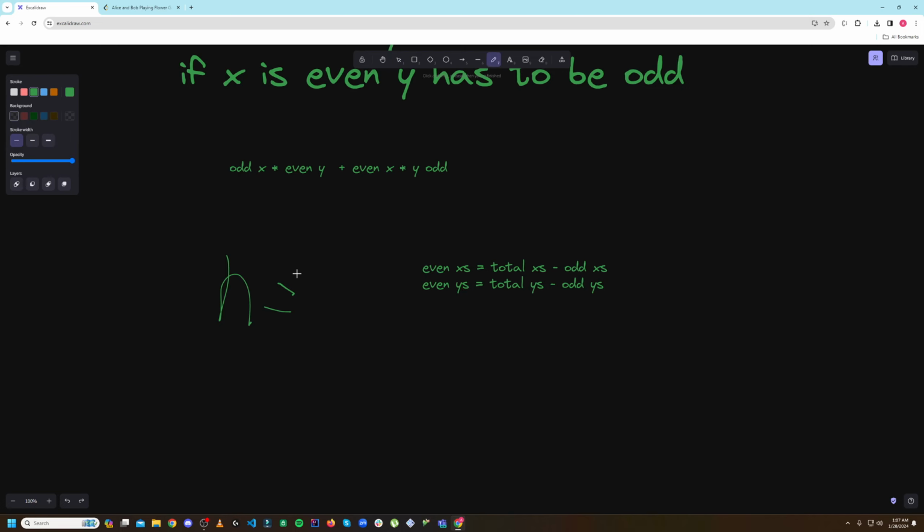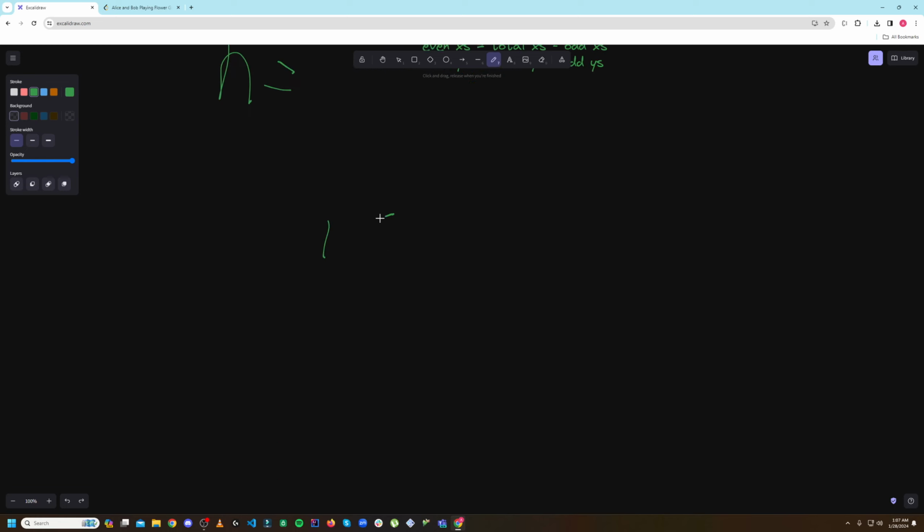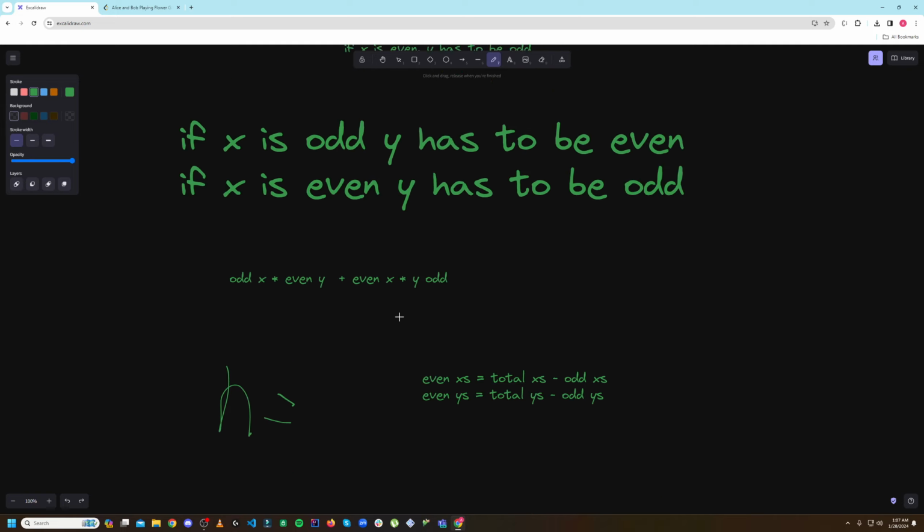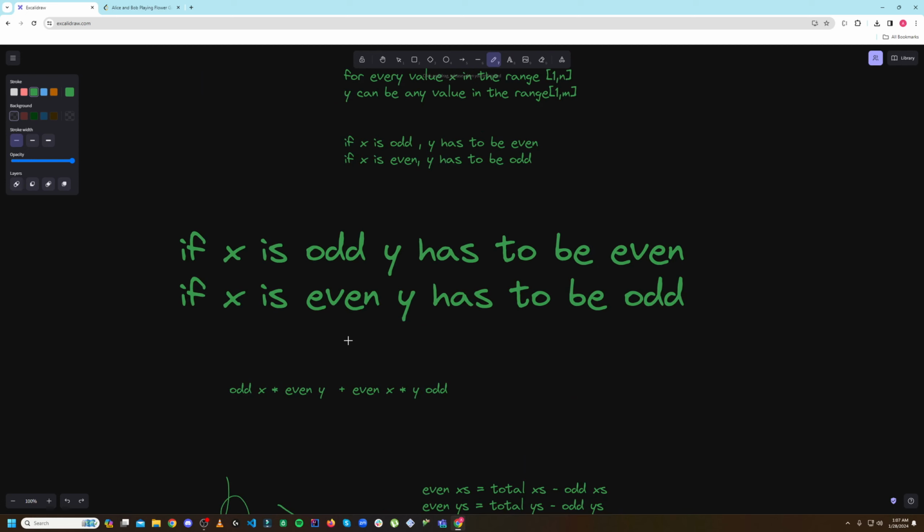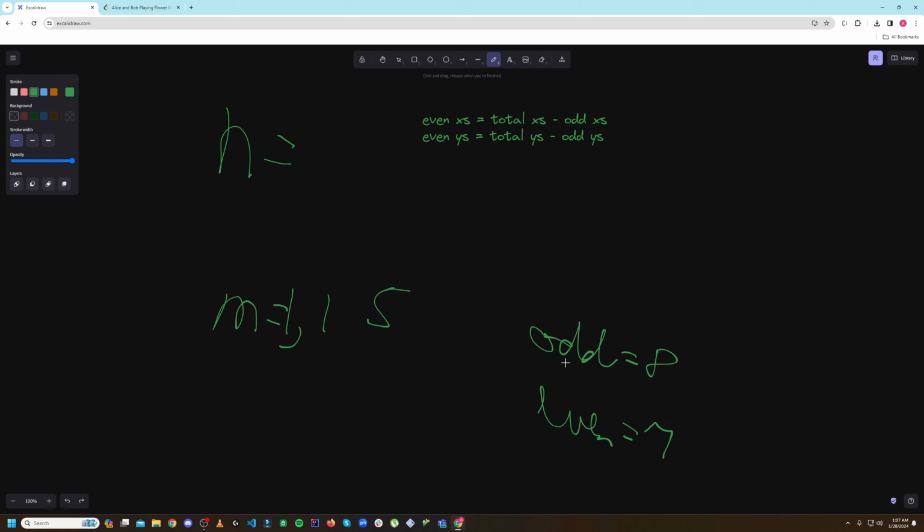So given some range for y, let's say m is 15, so y has to be in this range. We can figure out how many odd values there are and how many evens. We take this, divide by 2, ceiling divide, and we get 8. So odd equals 8, and even is just the total minus odd, so even equals 7. Then we just literally do this formula, right? Since we know that it's one of these, we can just multiply the odd x's times the even y's plus the even x's times the odd y's. And that's basically it. So you can actually get an O(1) solution.